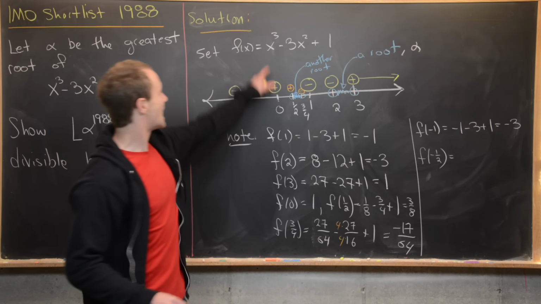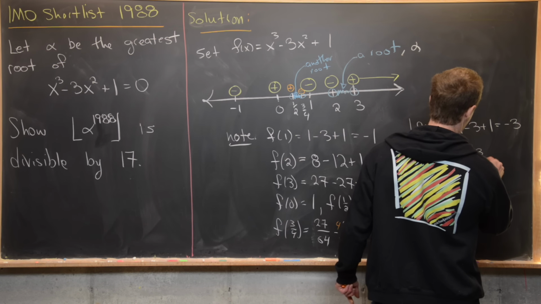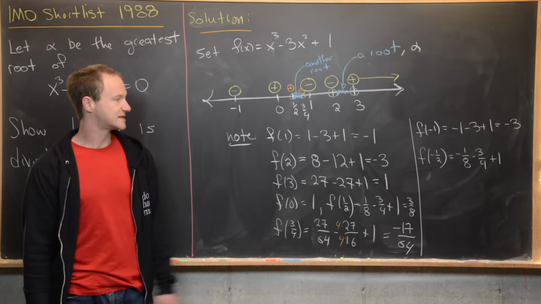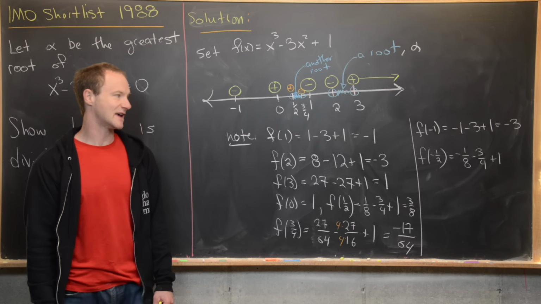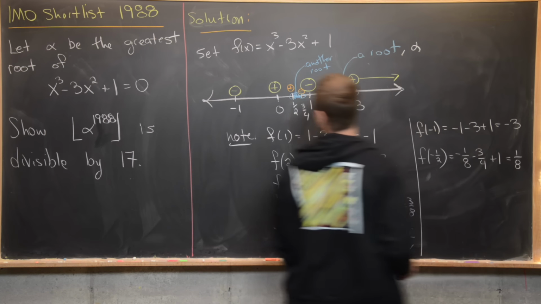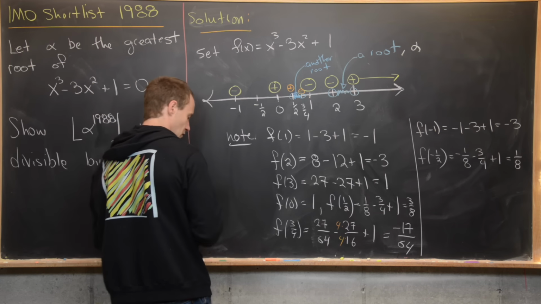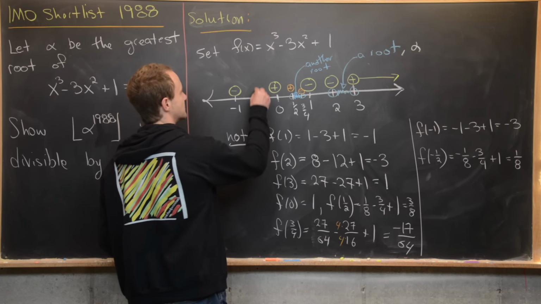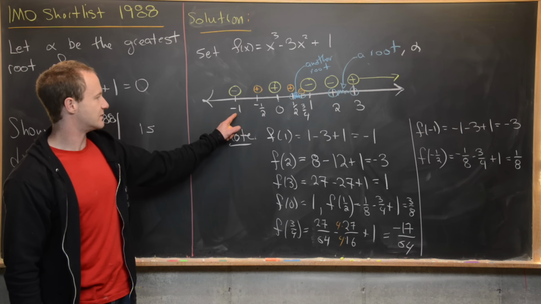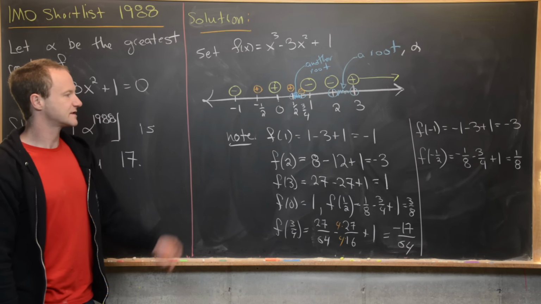And f of -1/2, well, that's going to be -8 minus 3/4 plus 1. But notice 1/8 and 3/4 makes 7/8. So all in all, this turns out to be 1/8, which is positive. So here at -1/2, we see that this is positive, which means our third root is going to be between -1 and -1/2. Okay, let's maybe go one more.